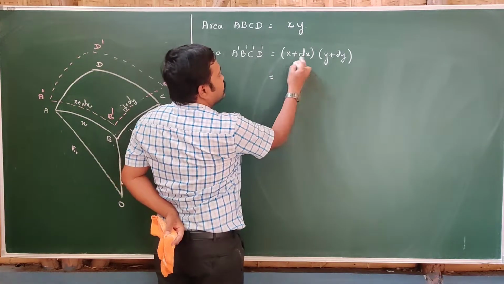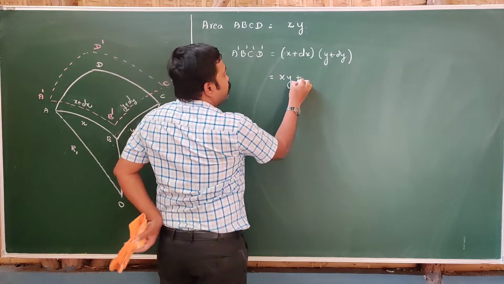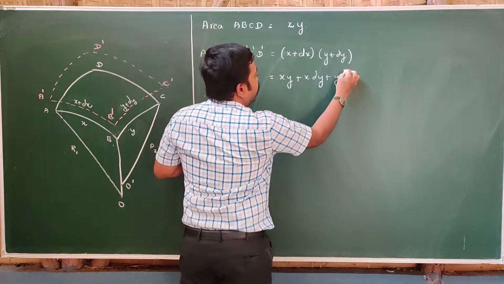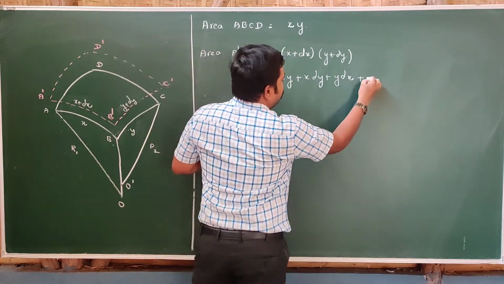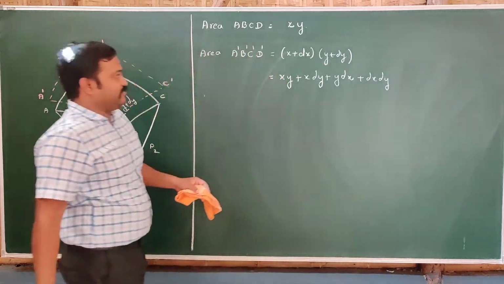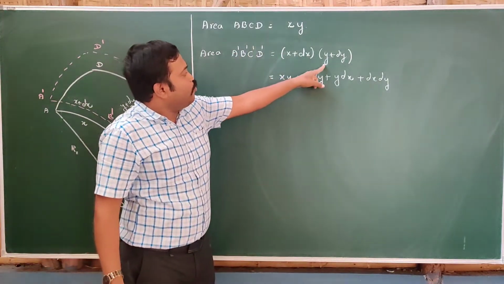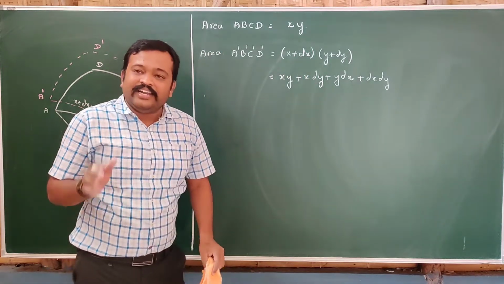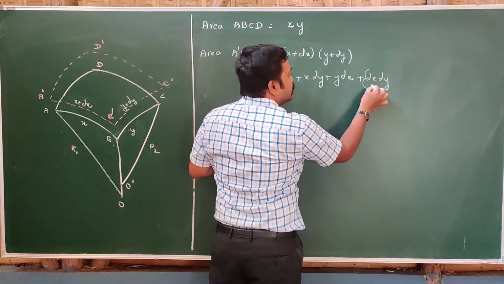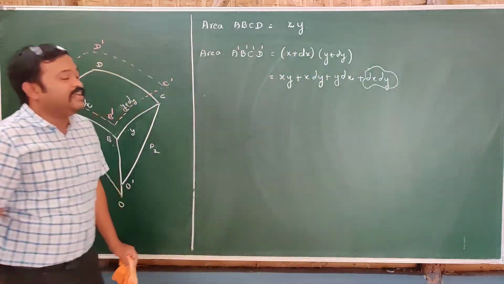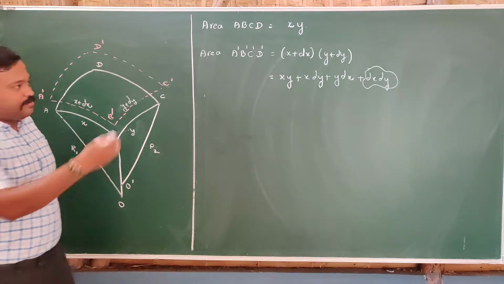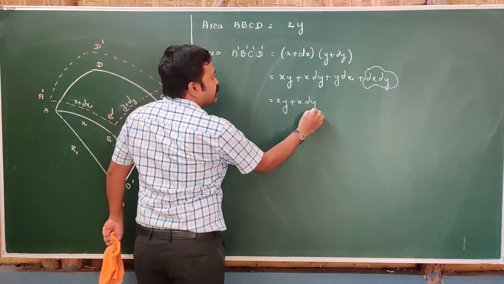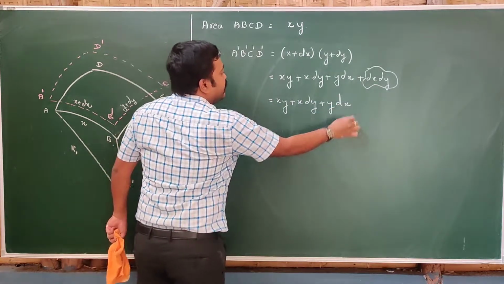Now let me multiply this. What do I get here? This is XY plus X dy plus Y dx plus dx dy. I just multiplied X dy, Y dx, dx dy. Do remember, dx and dy are very small. As this is a small quantity, dx dy can be neglected. If I neglect that, what do I get? XY plus X dy plus Y dx.